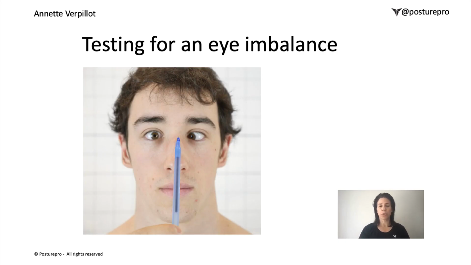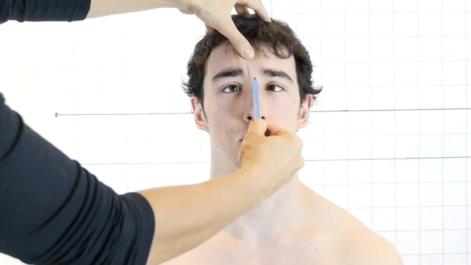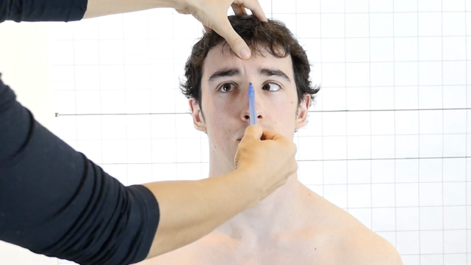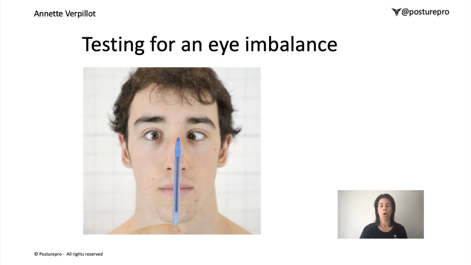And what you're going to do is you're going to grab a pen and position it at 90 degrees on their nose. And it's going to be really important that the tip of the pen is right in front of their pupils. You're then going to ask them to look at the tip of the pen. And 9 times out of 10, what you will see is that one eye is actually focusing on the tip of the pen and that the other is not.